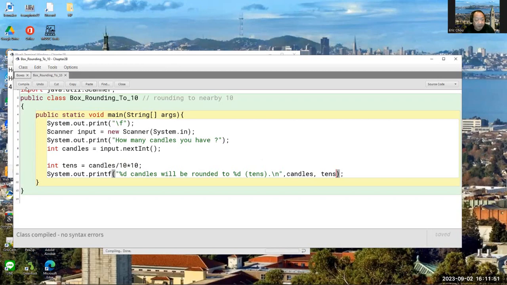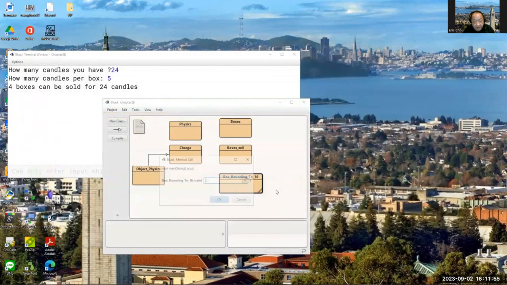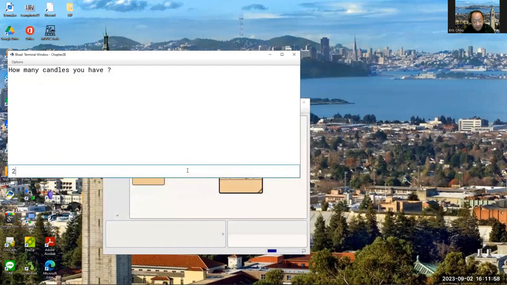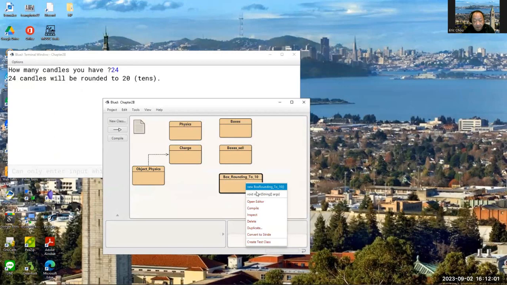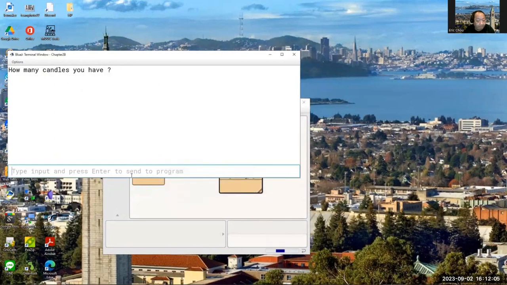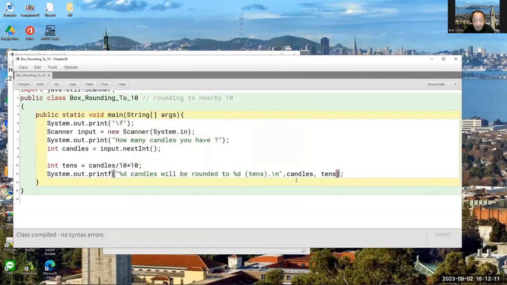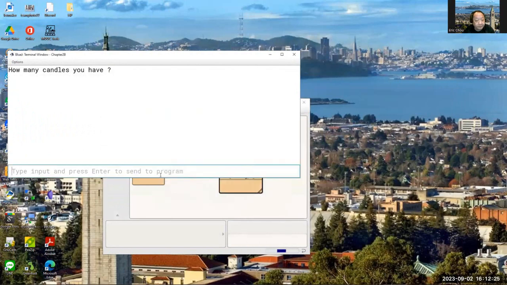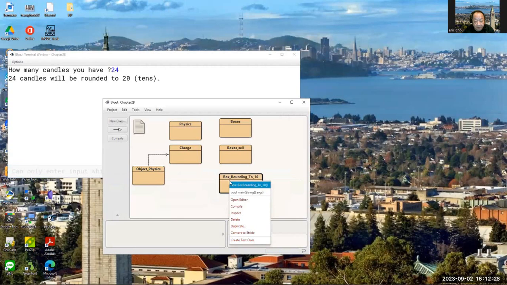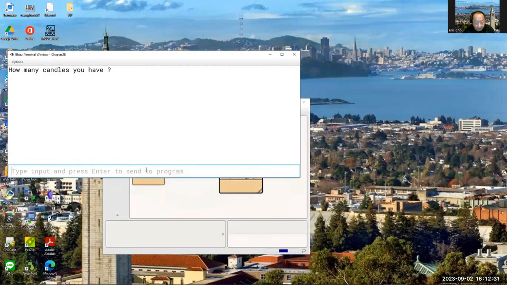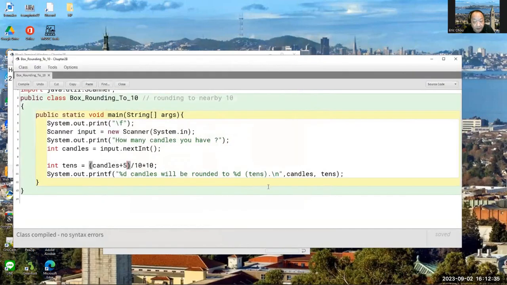Theory is very difficult, but the problem is pretty easy. Usually it's like that. If you understand, it's easy. So 24, you round it to 20. One more time: 25, you round it to 30. I forgot to plus 5, I'm very sorry. So again, 24, you get 20, and 25, you get 30. This is very, very important.